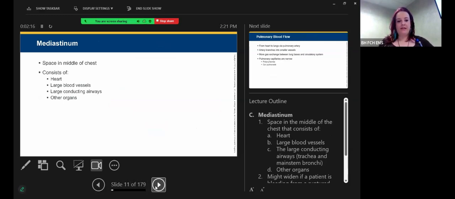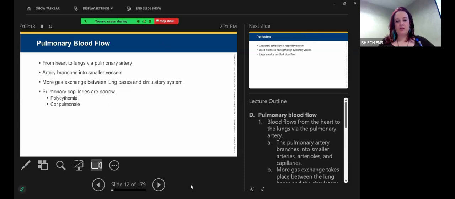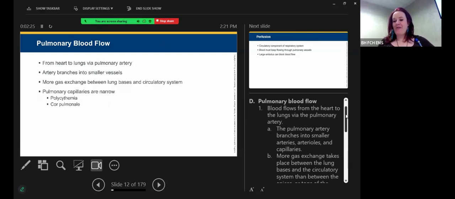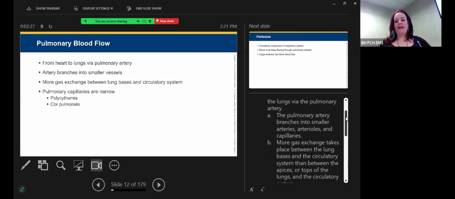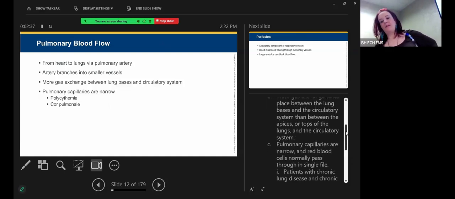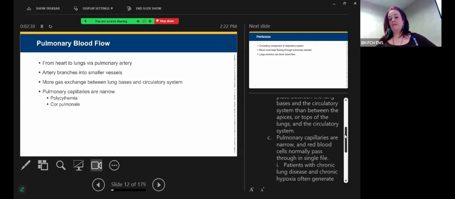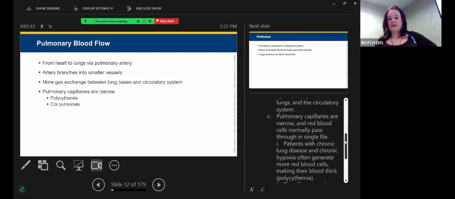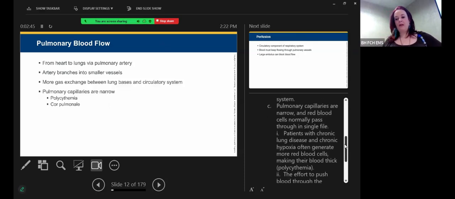Everybody knows the mediastinum. So the pulmonary blood flows from the heart to the lungs via the pulmonary artery. Pulmonary artery branches into smaller arterioles, and the capillaries. More gas exchange takes place between the lung bases and the circulatory system than between the apices, or the top of the lungs, and the circulatory system.